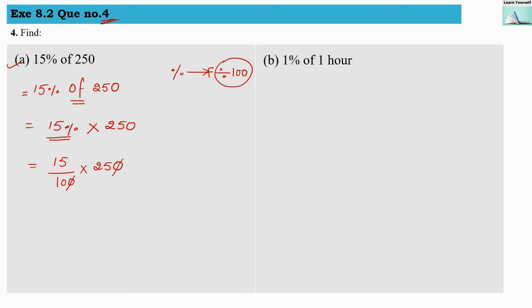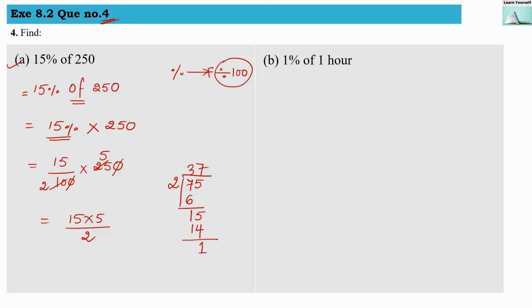This 0 and this 0 will get cancelled. 2 5s are 10, so here we will get 2, and 5 5s are 25. So we got here 15 into 5 divided by 2. So 15 into 5 is 75. So 75 divided by 2. So 2 3s are 6. We got here 1 5. 2 7s are 14. So we will get here 1.